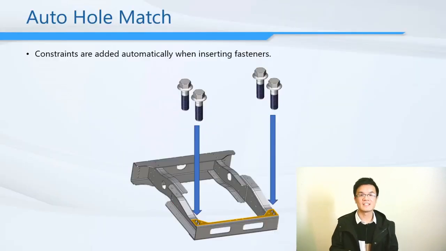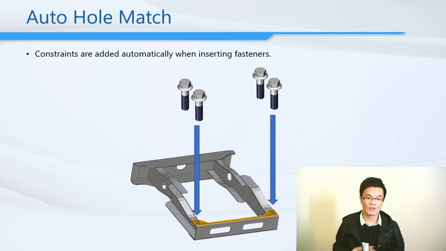Okay, I want to show you our auto hole match. It is a new feature in ZW3D 2020. Okay, after you constrain the components, you need to insert some standard parts. With auto hole match, the bolts and the nuts can be constrained automatically. Okay, now let's see.